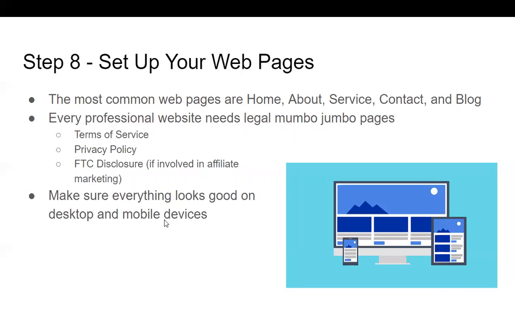And step 8 is to set up your web pages. The most common web pages are going to be your home, about, service, contact, and blog. And every professional website needs legal mumbo-jumbo pages. These include your terms of service, privacy policy. And if you're going to be involved in affiliate marketing or posting affiliate links anywhere on your website, you will definitely need an FTC disclosure page. And then after you have all your web pages in place, you'll want to make sure everything looks good on desktop and mobile devices.